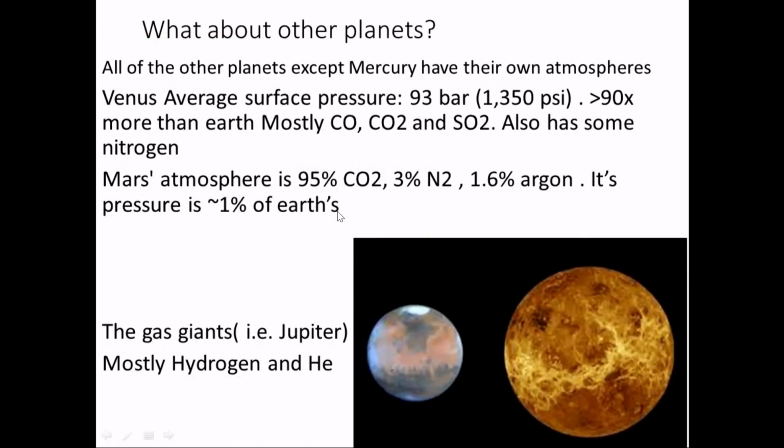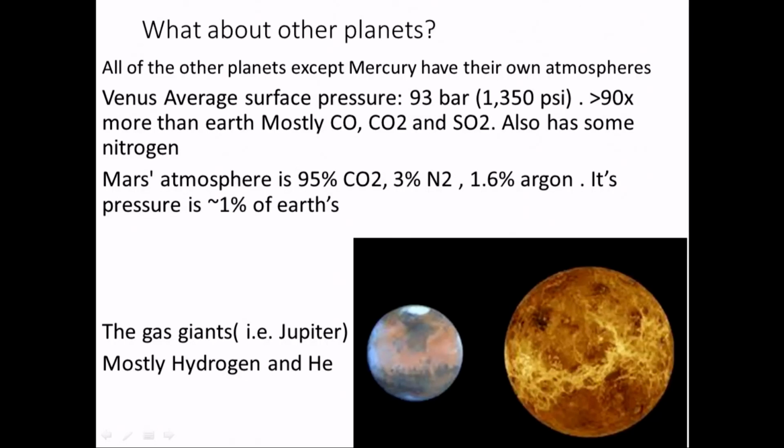Now, what about other planets? Venus and Mars have atmospheres, so do Jupiter, Saturn, Uranus, Neptune. Even Pluto has an atmosphere. So let's take a look at our two closest neighbors, Venus and Mars. Venus has an atmosphere about 90 times thicker than Earth's. It also contains mostly carbon dioxide, carbon monoxide, and sulfur dioxide, and some nitrogen. Mars's atmosphere is about 1% of the Earth's, so you can almost say it's 90 times thinner than Earth's atmosphere. And it also contains mostly carbon dioxide, nitrogen, argon, and some other elements as well.